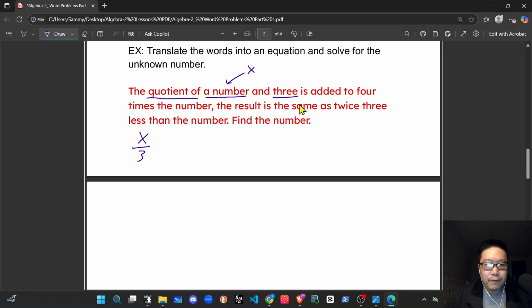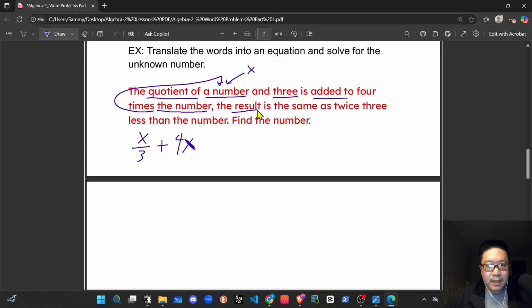And it's added to 4 times the number. Now, when you read the number, what's happening is it's referring to this number, in other words, the same x. So the quotient of a number and 3, x divided by 3, is added to 4 times the number, means we are adding 4 times the number, or 4x. It's referring to the same unknown.